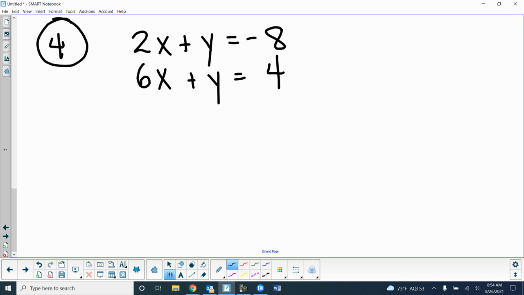But in this problem, the y's already have the same coefficient, right? So I don't have to make the x's the same. But if you did that, it's okay. If you multiplied the top by 3 and made it 6x plus 3y equals negative 24, that's not wrong, you're just doing extra work. You already have a 1 in front of both y's. Okay? So I'm going to eliminate the y.